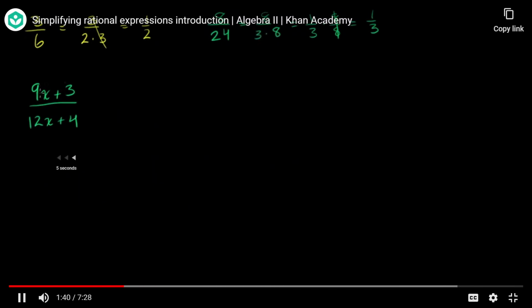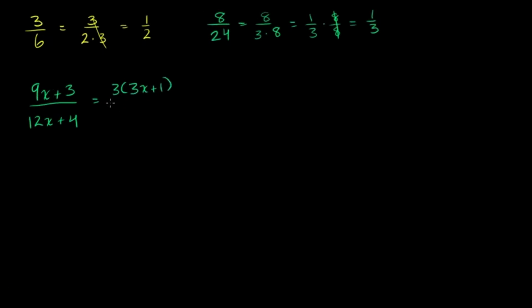We can do the exact same thing. We can factor out a 3. This is equal to 3 times 3x plus 1. That's what our numerator is equal to. And our denominator, we can factor out a 4. This is the same thing as 4 times 3x, 12x divided by 4 is 3x, plus 4 divided by 4 is 1.